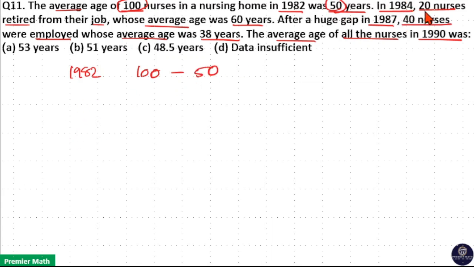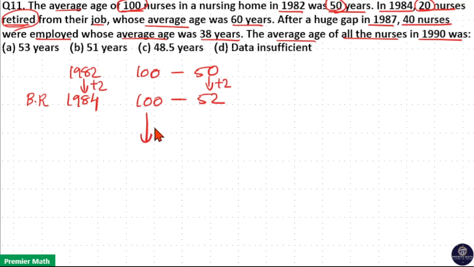In 1982, the average age of these 100 nurses was 50 years. And in 1984, 20 nurses retired from their job. So, before retirement in 1984, the average age of these 100 employees was 52, because there is a 2-year increment from 82 to 84. So, the average increment is plus 2. 50 plus 2 is 52.